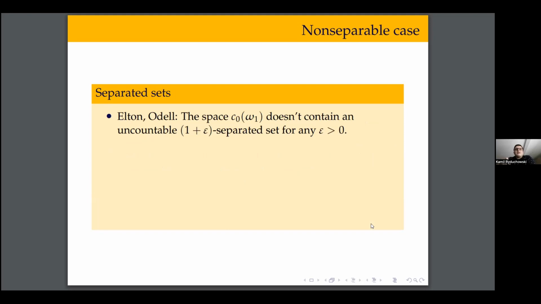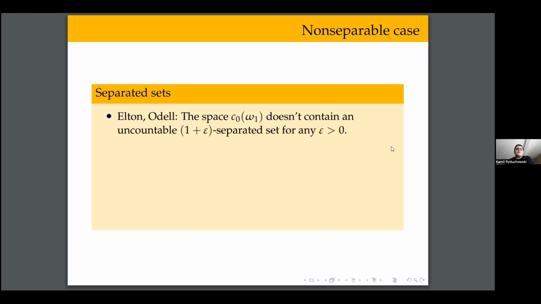First of all, Elton and Odell noticed that c0(ω1) doesn't contain an uncountable 1+ε separated set for any ε. So it shows that their theorem, that any infinite dimensional Banach space contains an infinite 1+ε separated set, can't be generalized so that for any density κ, a Banach space of density κ contains a 1+ε separated set of size κ.